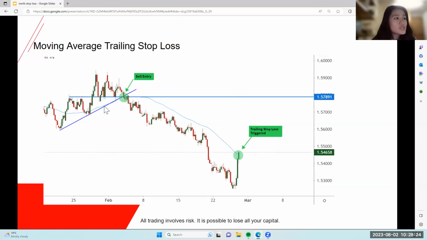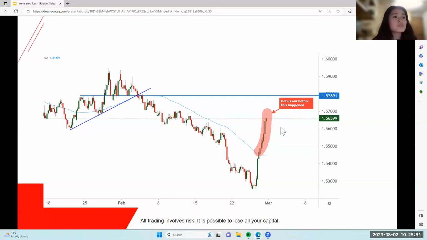Okay, so we call this a moving average crossover. So once price crosses over, then we go in for the entry. Price continues moving downwards, and then once price crosses over the moving average again, then our trailing stop loss is triggered. So it got us out before this happened.